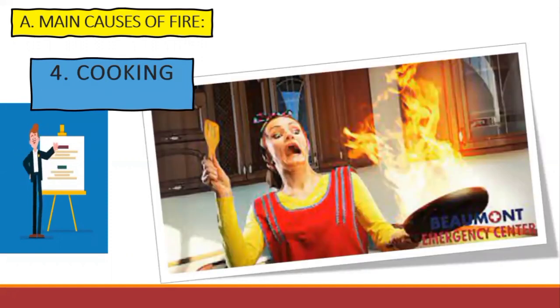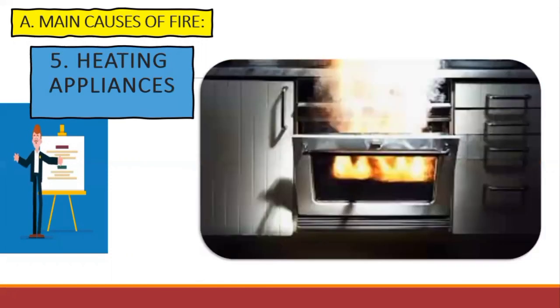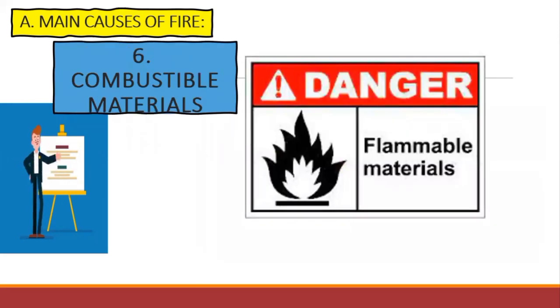Then cooking. Kitchens provide opportunities for a fire to start in materials on which it can feed. And then heating appliances. Portable heaters are a threat when placed beside combustible furniture and fittings. And then combustible materials, you know that already. There are also flammable materials.